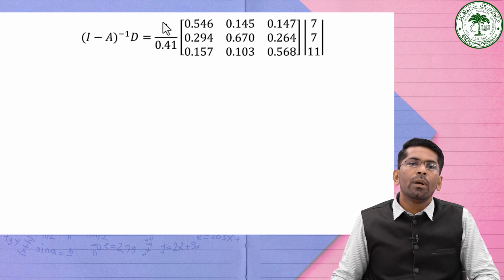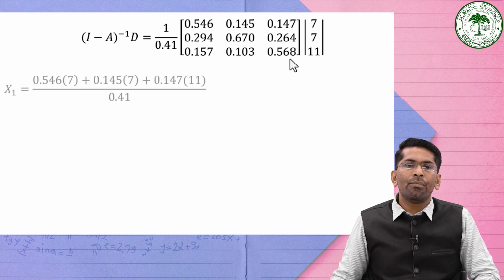So here, 1 by the determinant value, that is 0.41, which we already calculated, into the adjoint matrix, which we already calculated in the previous slide, into the final demand vector. Here the final demand vector is 7, 7, 11.